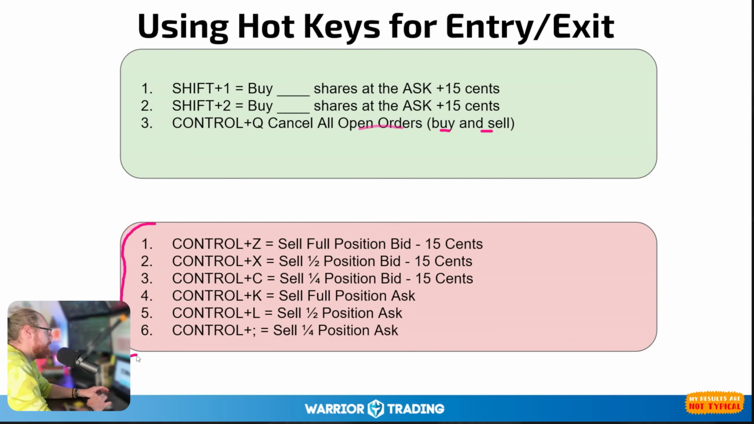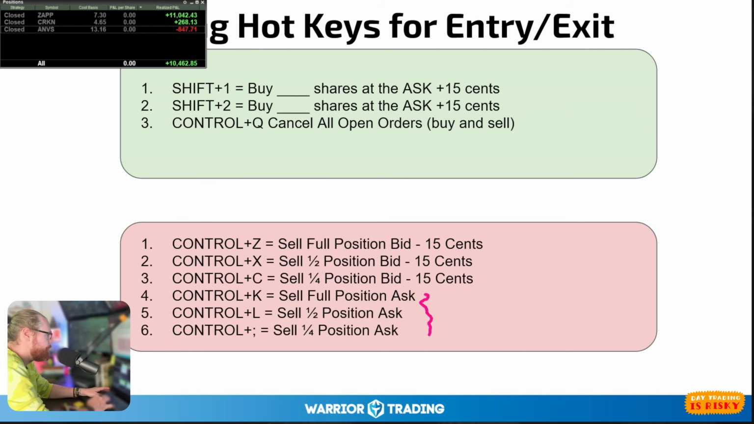Now my selling buttons. Control Z, sell full position at the bid with 15 cents of slippage going down. Control X, sell half of my position at the bid. So I don't have to calculate the number of shares. It's my full position, half of my position, a quarter of my position. These 3 hotkeys sell on the bid. These 3 hotkeys sell at the ask price.